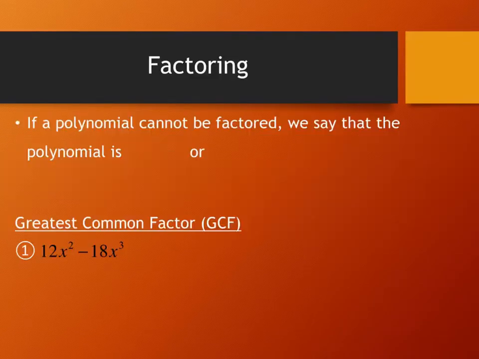So taking a look at this, when we're talking about factoring, if a polynomial cannot be factored, we say that the polynomial is prime or irreducible over the integers.